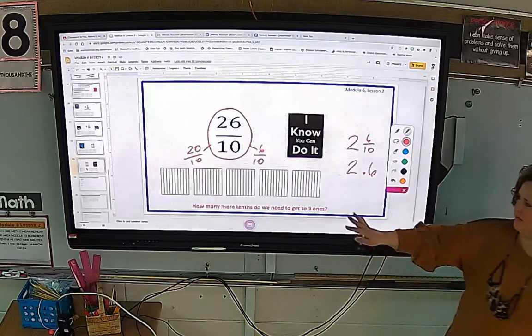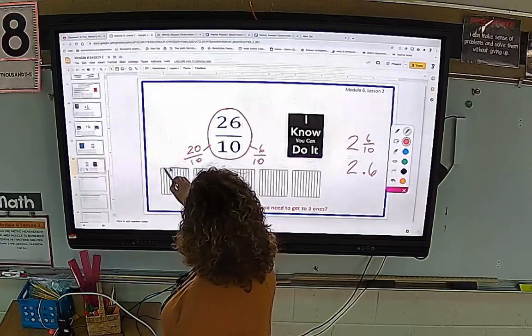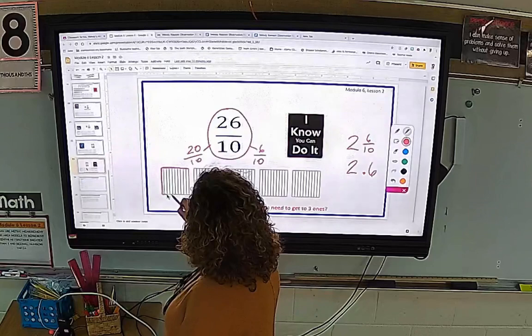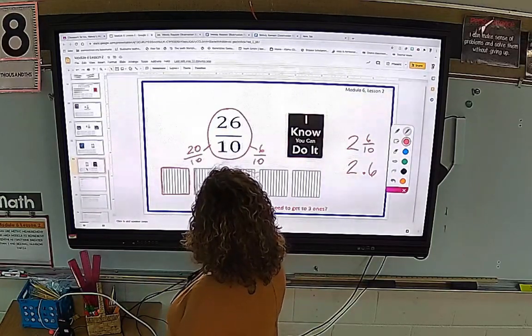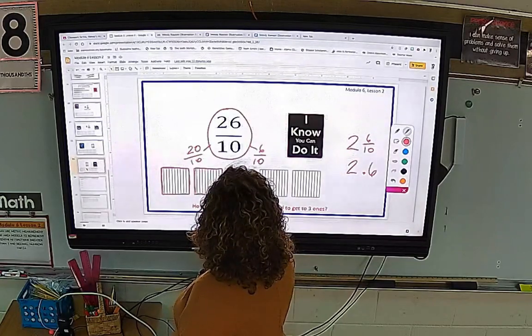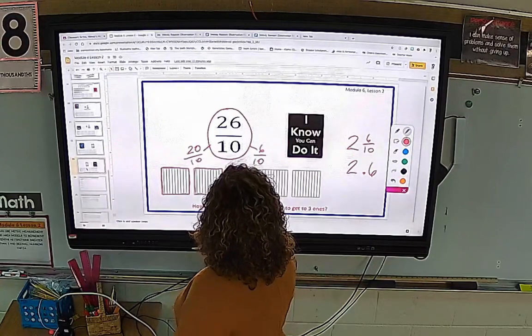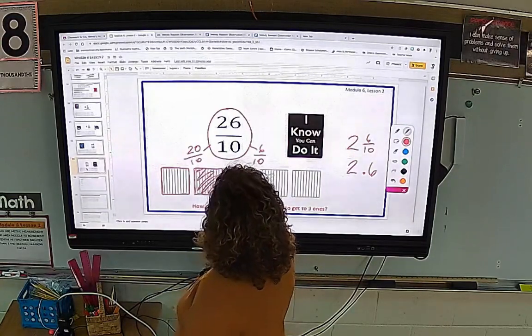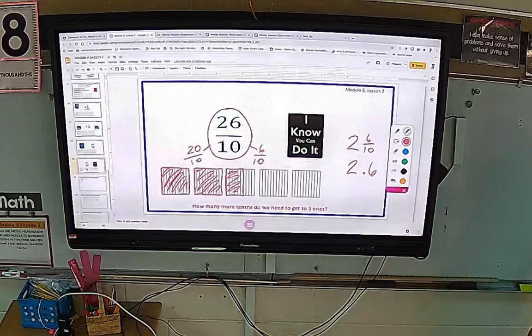And then when you shaded, how much did you shade? Brandon, how much did you shade? I shaded 2 whole boxes and 6 more of the other one. Okay, so 2 whole boxes, and then 6 of another. 1, 2, 3, 4, 5, 6. There you go.